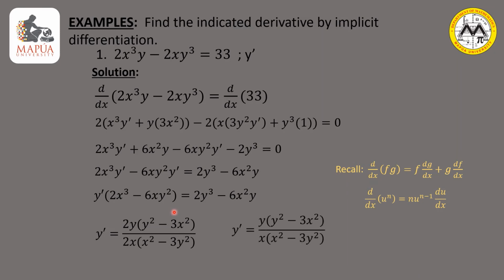factor. So from there, we simplify now y prime by dividing 2 with this 2 here, and write y prime in terms of the ratio of the product y times y squared minus 3x squared divided by the product x times x squared minus 3y squared.